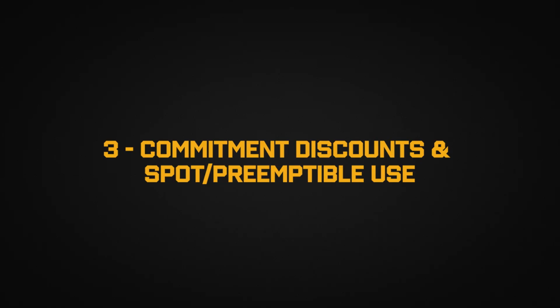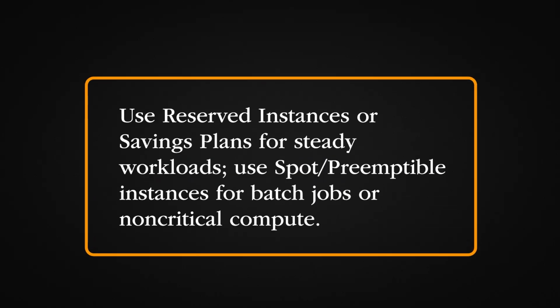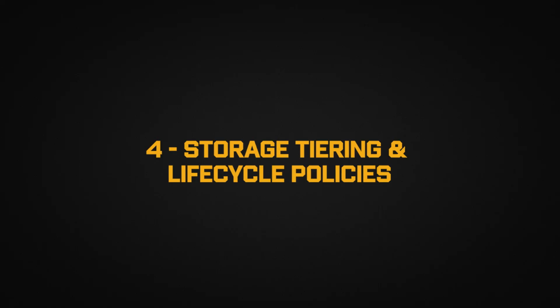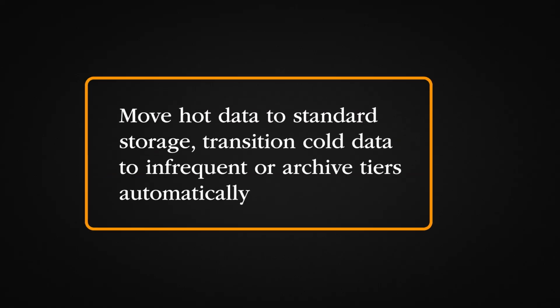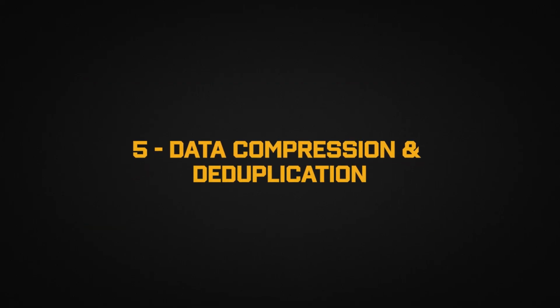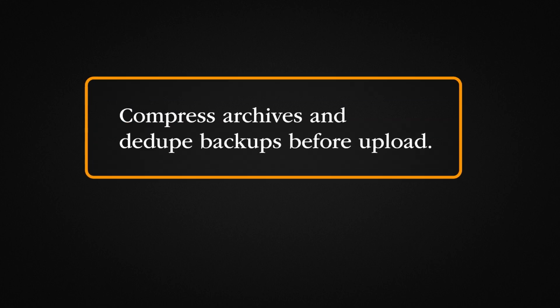Commitment discounts and spot preemptible use. Use reserved instances or savings plans for steady workloads. Use spot preemptible instances for batch jobs or non-critical compute. Storage tiering and lifecycle policies. Move hot data to standard storage. Transition cold data to infrequent or archive tiers automatically after, say, 180 days. Data compression and deduplication. Compress archives and backups before upload.